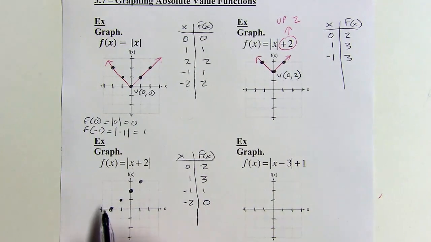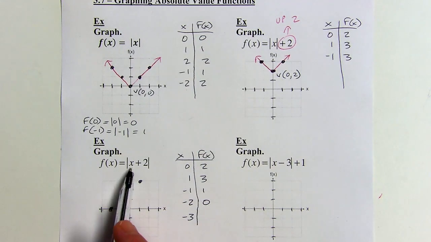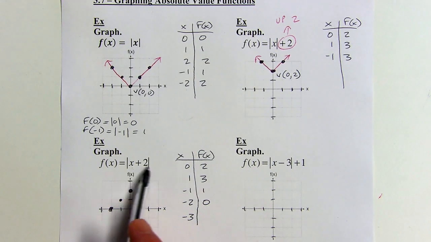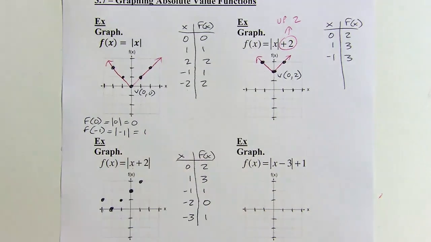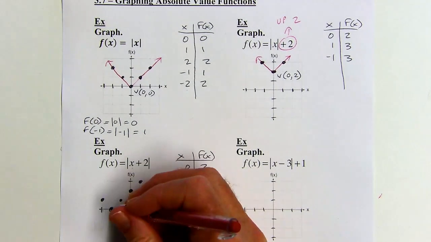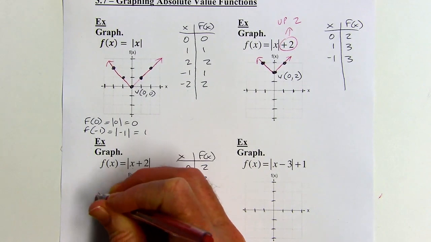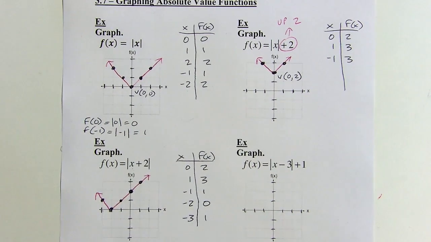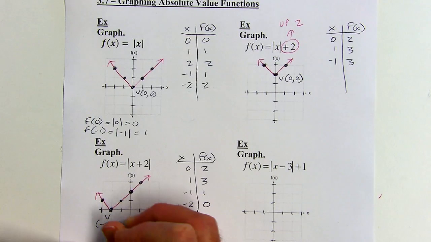And I really want to find the corner, so I want to keep going until I turn the corner there, until I find the vertex. Alright, so now if I plug a negative 3 in, absolute value of negative 1, which is positive 1. And hey, now I found the corner. Okay. So if you look at this vertex, it's the point negative 2, 0.